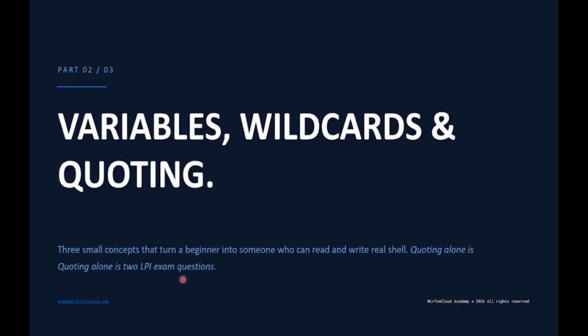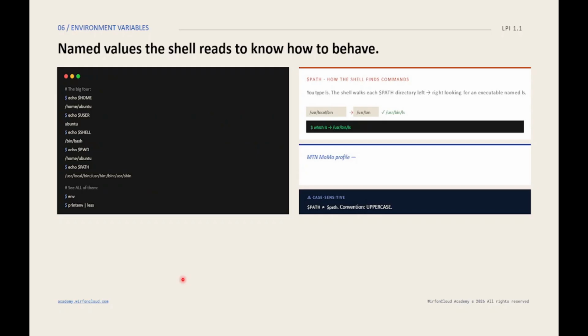Environment variables are the system settings. Wildcards are the shell's pattern matching. Quoting tells the shell which characters are special and which are literal. Three small concepts that together make the difference between a beginner and a professional. The quoting slide especially, that's the LPI heavyweight in this module. So pay particular attention to that.